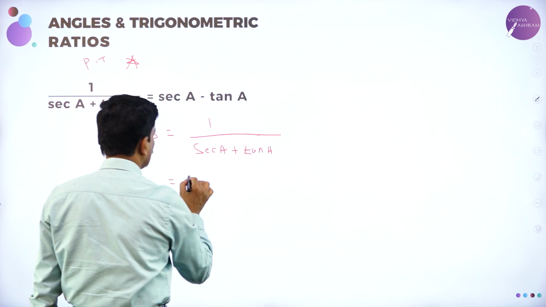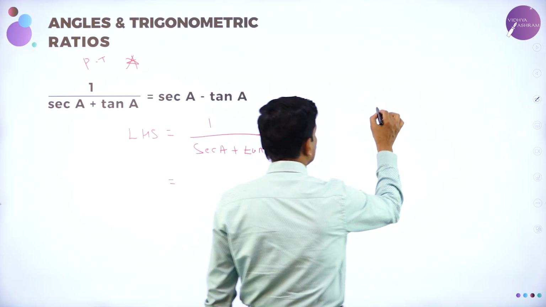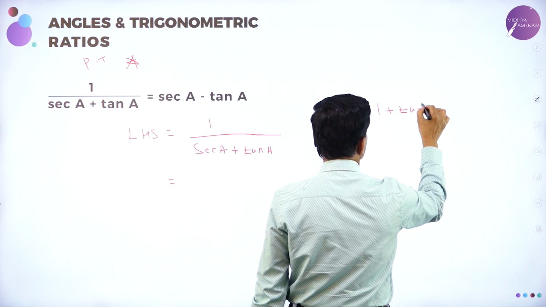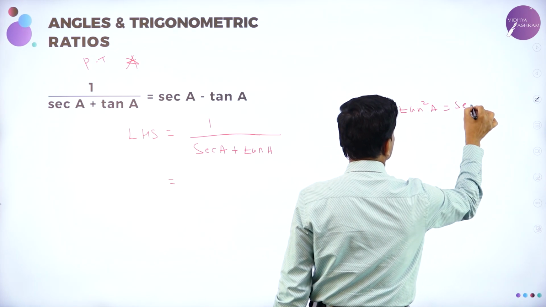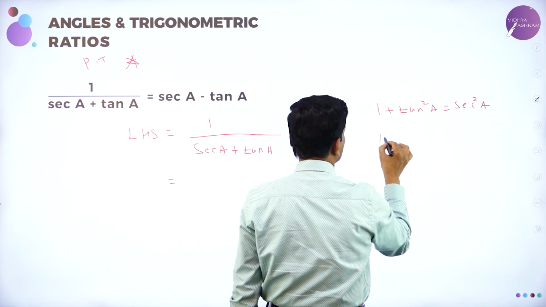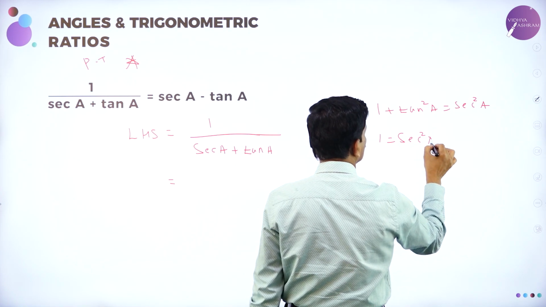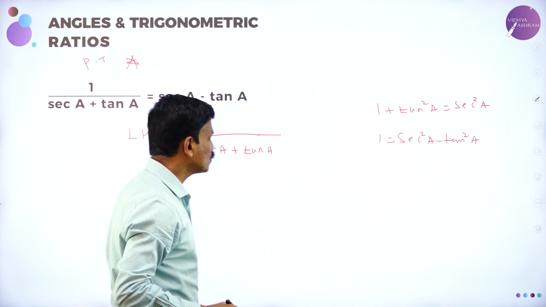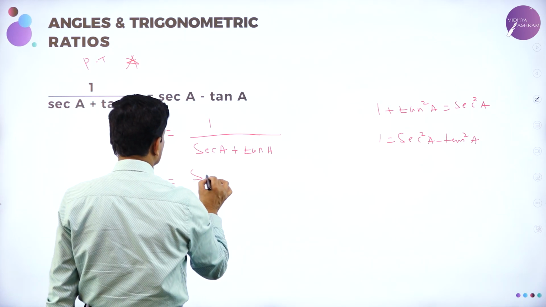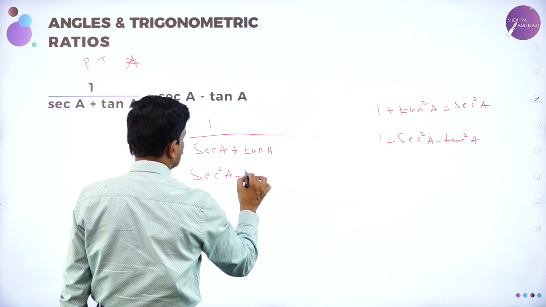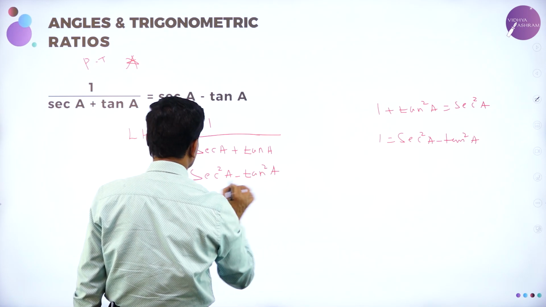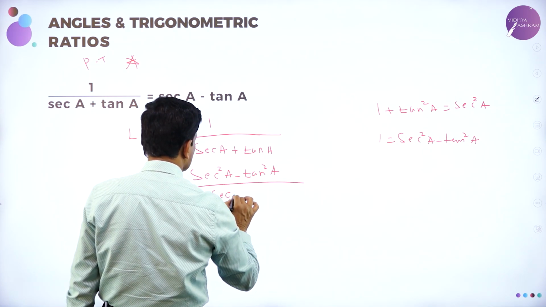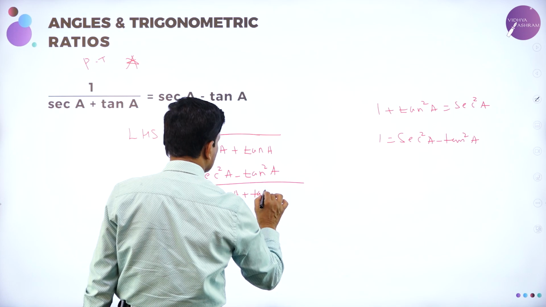Now just convert in the numerator. We know the identity 1 plus tan square A is equal to secant square A, so what is 1? 1 is equal to secant square A minus tan square A. So this can be written as secant square A minus tan square A divided by secant A plus tan A.